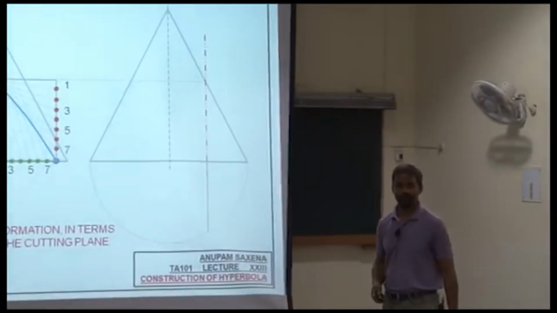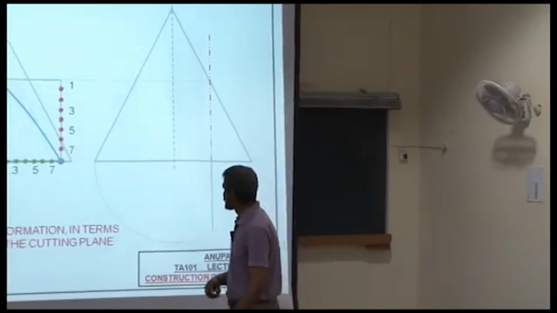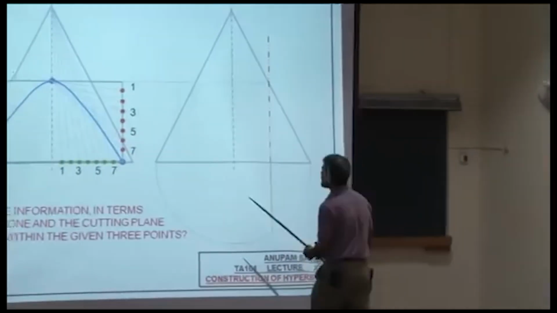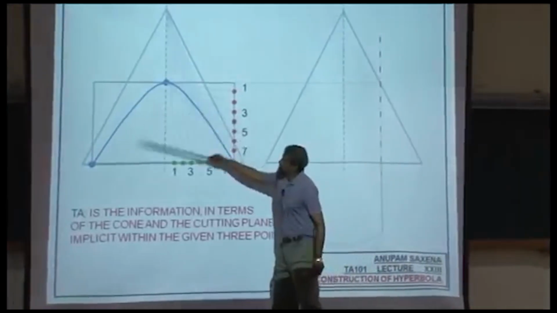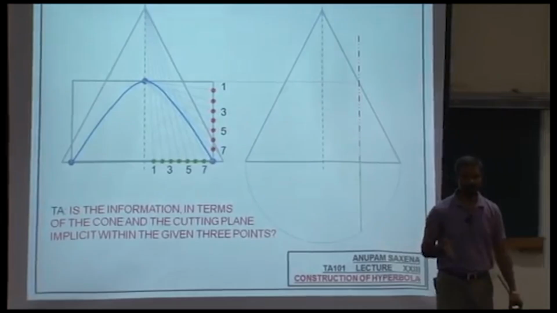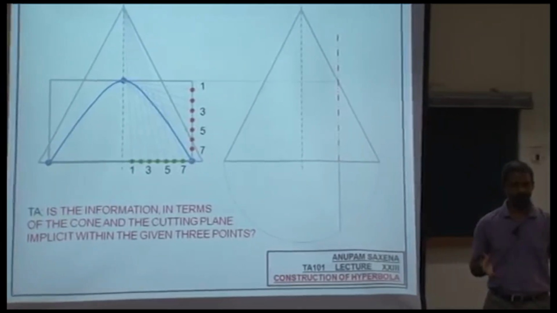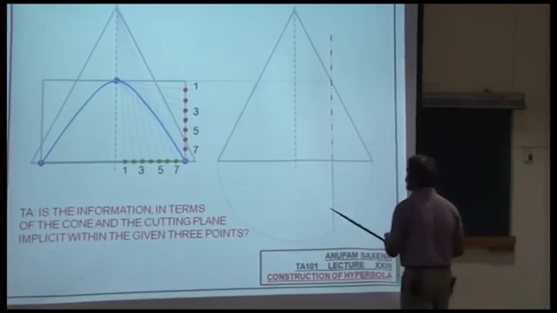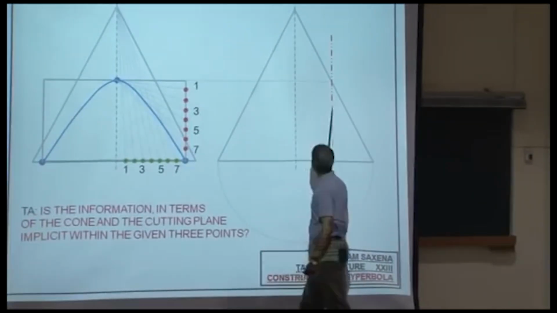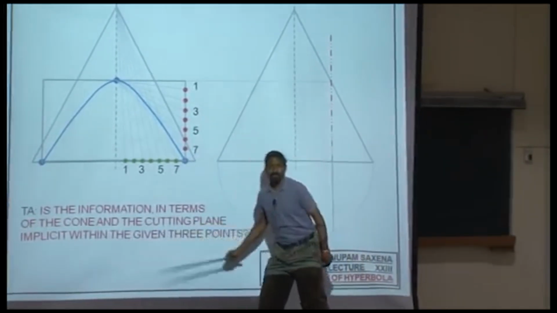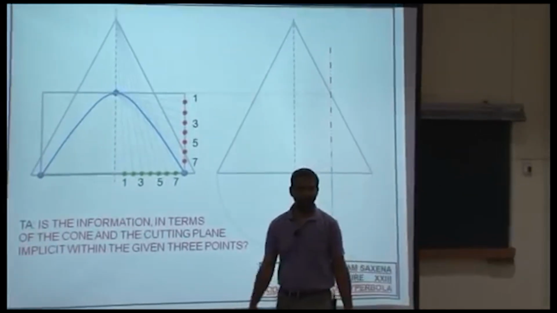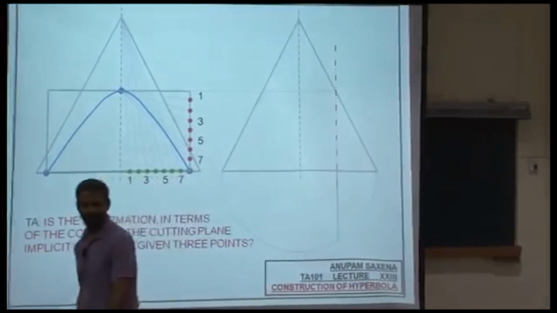Huh? It might not be unique. Yeah, this is what my second, so to speak, inverse question is. Now, given these 3 points, is it possible for you to find a unique set of a cone and the cutting plane? In other words, is it possible for you to figure out if the information about the cone and this cutting plane is implicit within these 3 points? That's the inverse problem, and think about that.